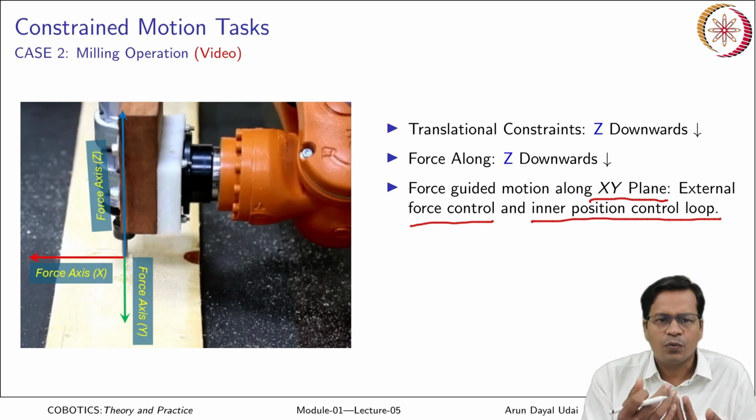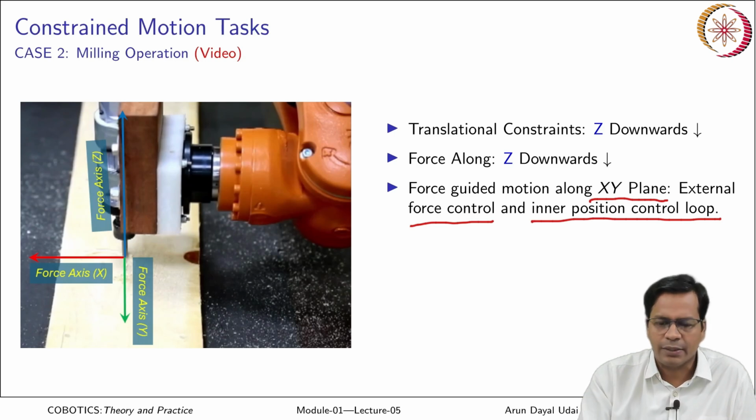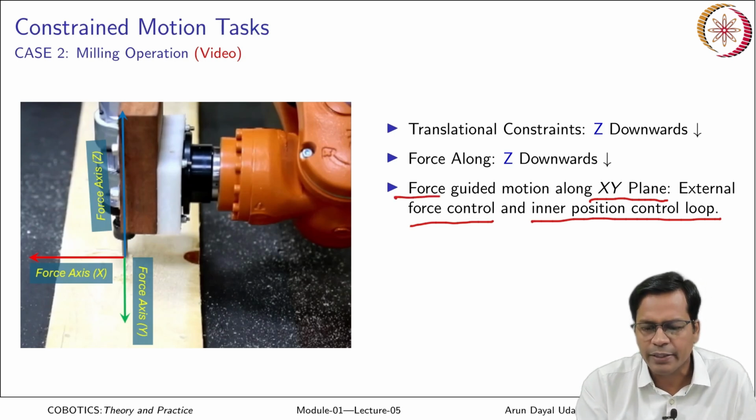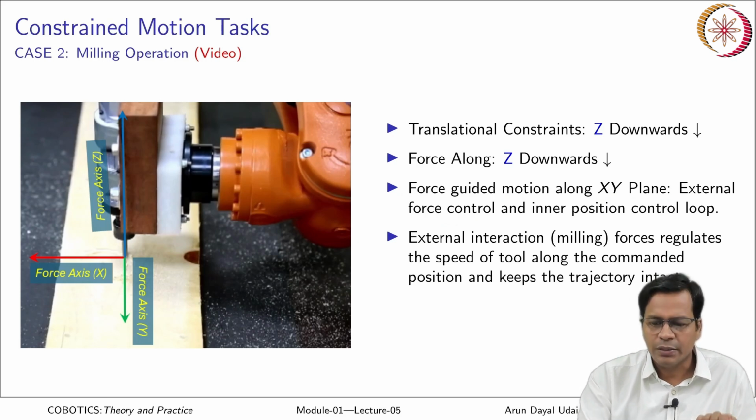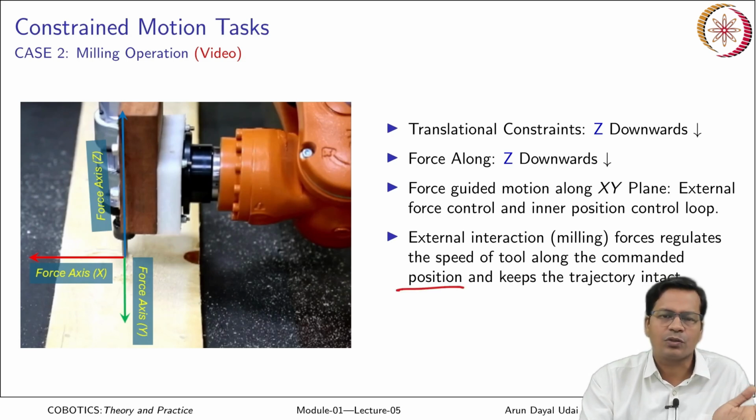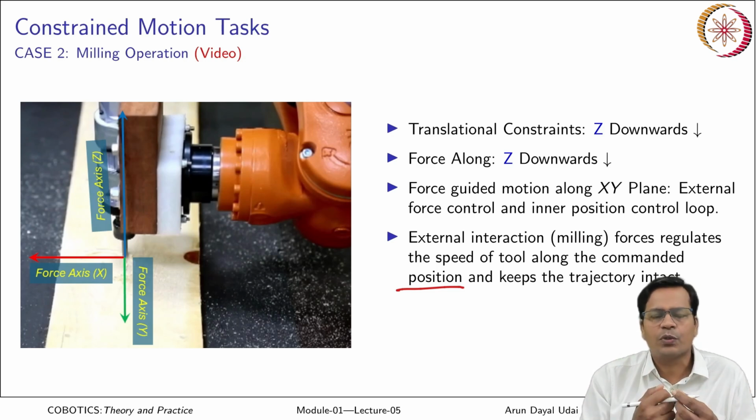You cannot apply an infinite amount of force to go to the position commanded trajectory. Instead, there is a force which is stopping it to go there, and further with a constant force you keep on moving in a particular direction. So, this is known as force guided motion. Okay. So, the external interaction, that is the milling forces, regulates the speed of the tool along the commanded position trajectory and keeps the trajectory intact. So, the trajectory is not changed, but the speed with which it is moving is regulated by the forces, because you have an external force control loop.